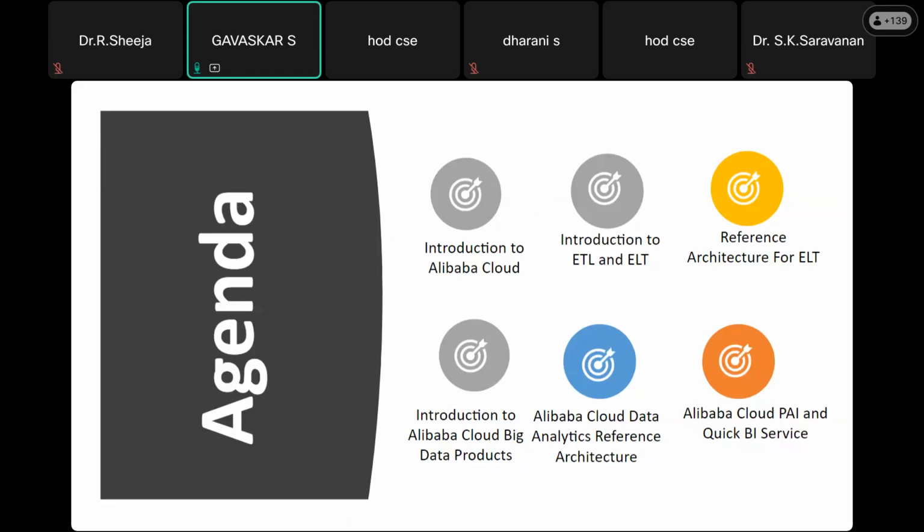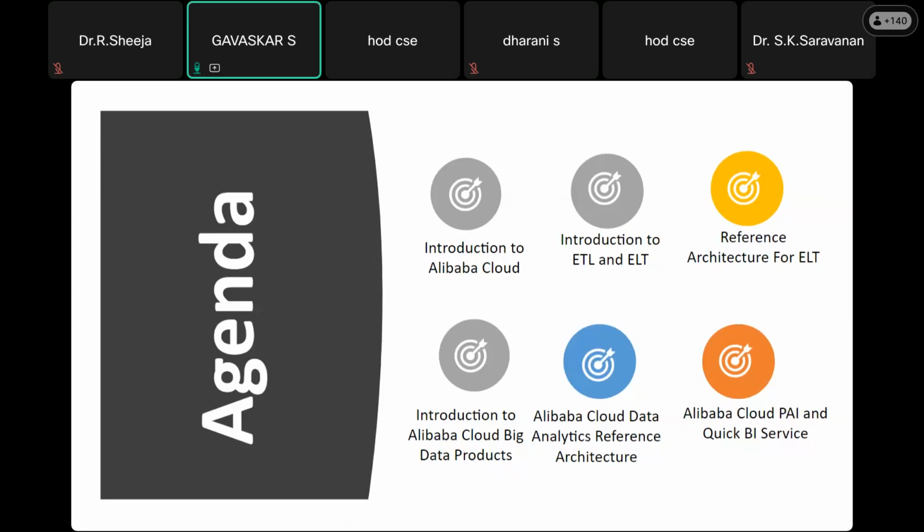That's for extract, load and transform. What are the products we can use? I will be explaining, and finally, I will be explaining in depth about two of the products. That is Alibaba Cloud Platform for AI and Quick BI. That's how we can create business intelligence.